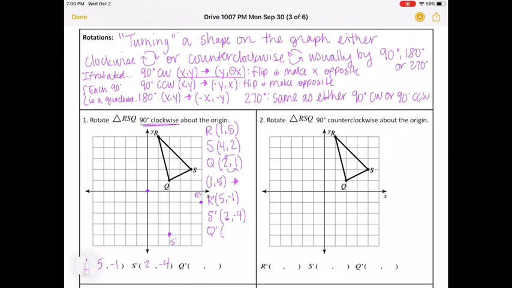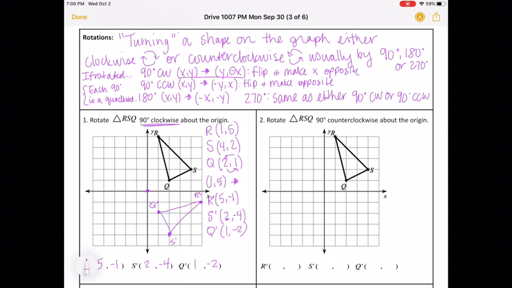All right, and lastly Q prime. So flip 1 and 2, make 2 negative. So that last one, and remember if it were already negative, that would make it positive. So 1, negative 2, and I plot that as Q prime.